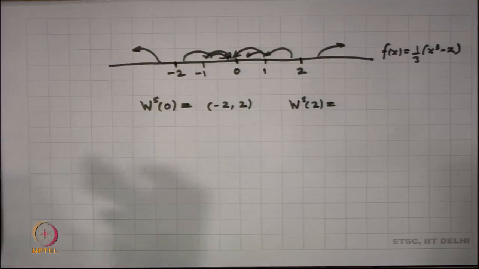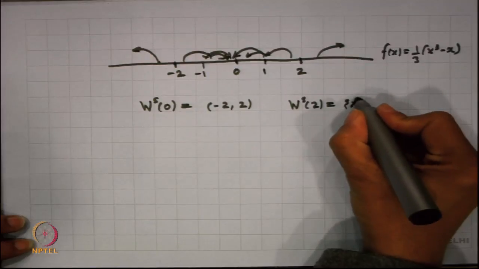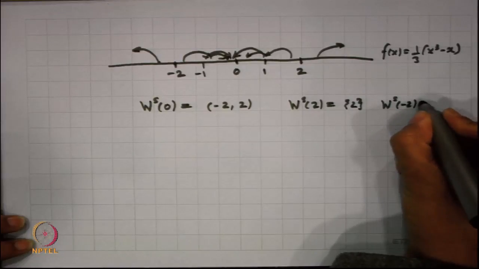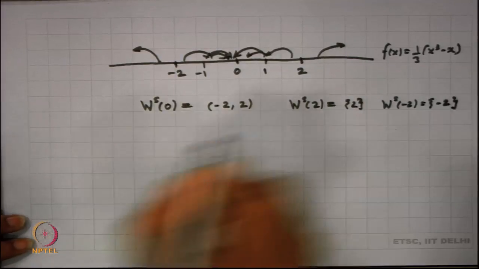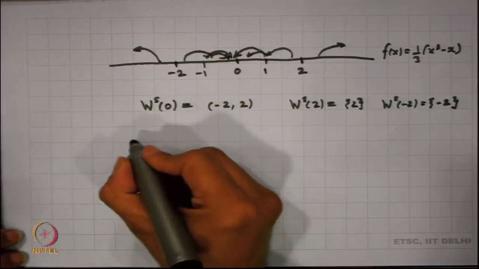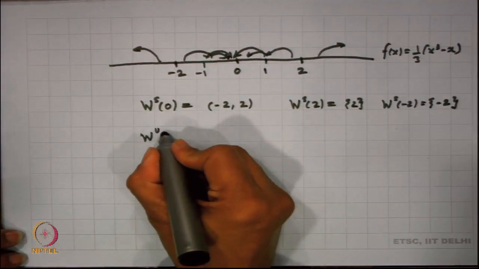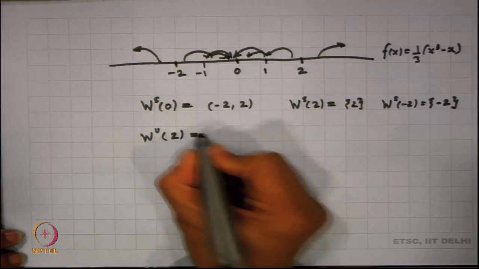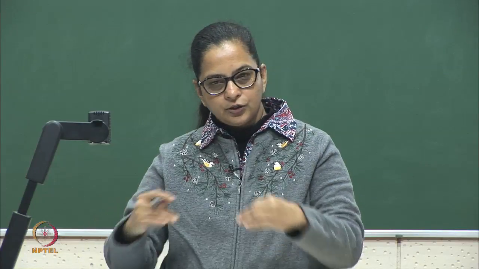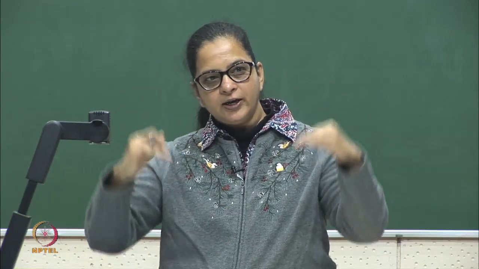We find that the stable set of 2 is nothing but the singleton 2, right, it is just singleton 2. And the stable set of minus 2 similarly is just the singleton minus 2. Now, we would be interested in knowing what are the unstable sets of 2 and minus 2. So, if we try to look into what is the unstable set of 2, we are looking into those points which are drifting away from 2, or basically they are tending towards 2 in the negative direction.